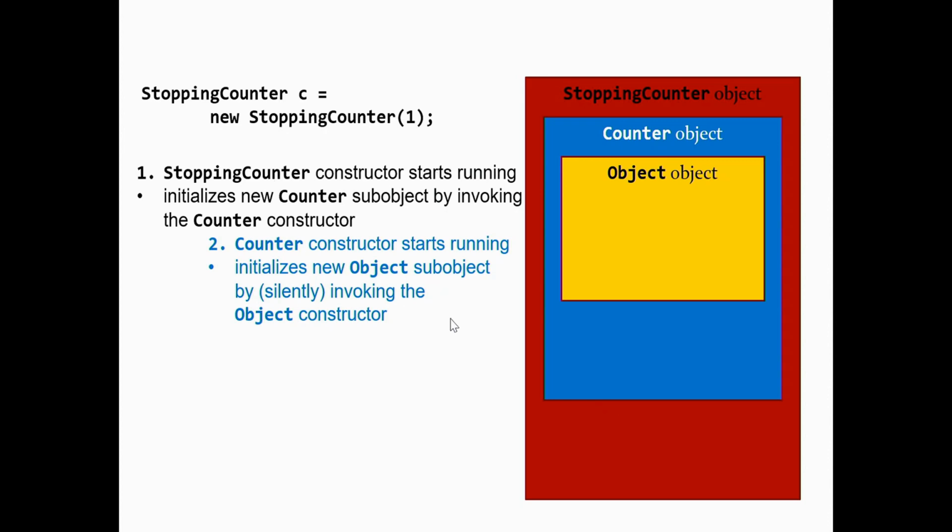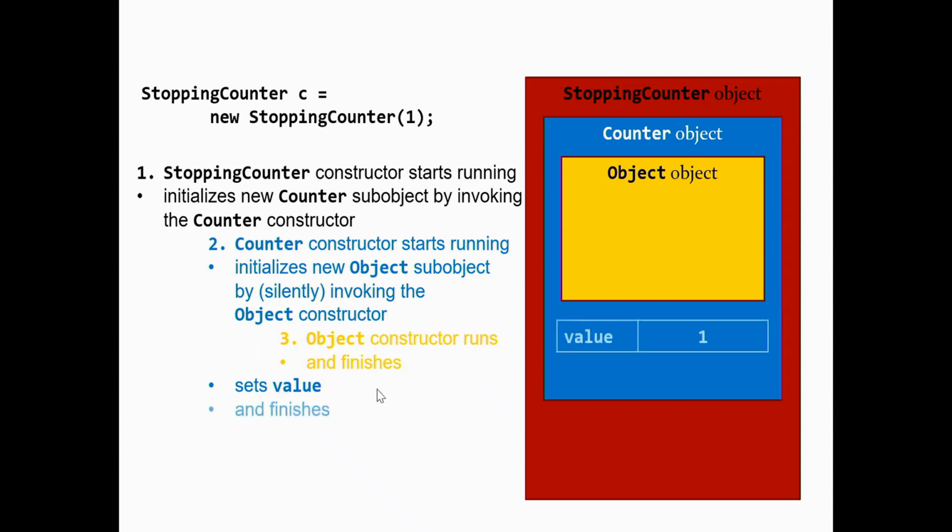So now what happens? Well, the object constructor is running. It does whatever it needs to do. I don't know what it does, but eventually it finishes. And so now the counter constructor can actually start doing whatever work it needs to do. So the counter constructor sets value to 1. And now it's done.